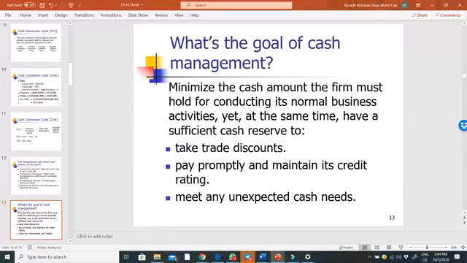Okay, what's the goal of cash management? To minimize the cash amount the firm must hold conducting its normal business activities, yet at the same time have a sufficient cash reserve to take the trade discounts, pay promptly and maintain its credit rating, and meet any unexpected cash needs. Okay, you don't want to have too much cash in your bank. You need to have that cash converted into something which is productive, so that you will be able to get profit.